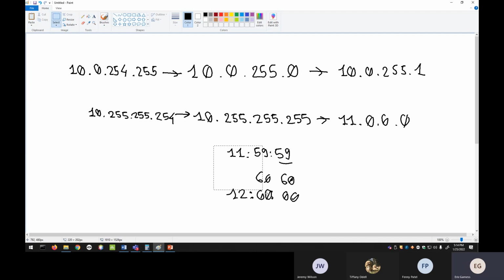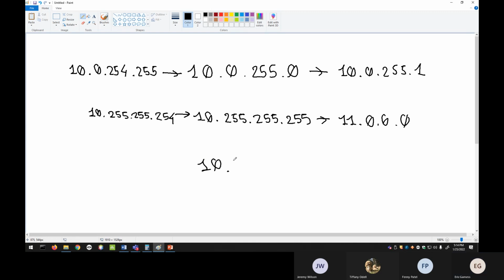Let's do another one. What will it be if I take, for example, 10.255.0.0? What is the next one?